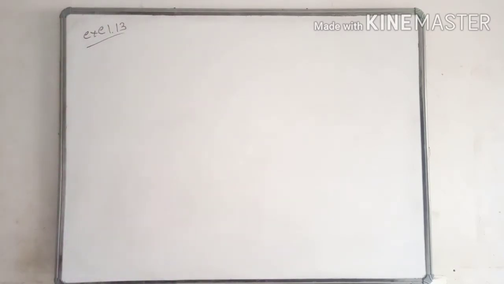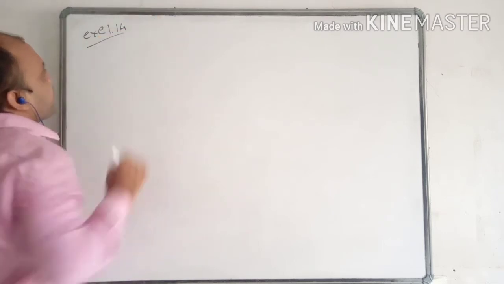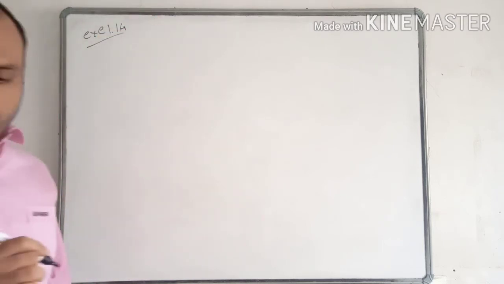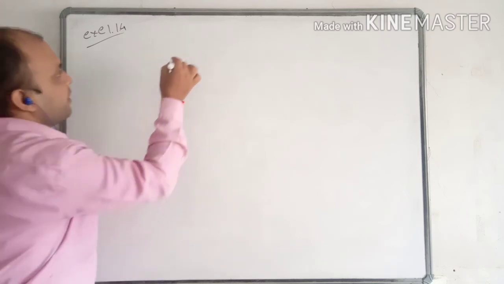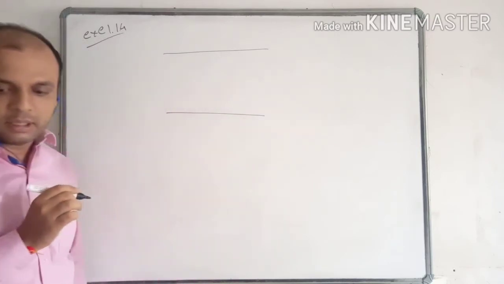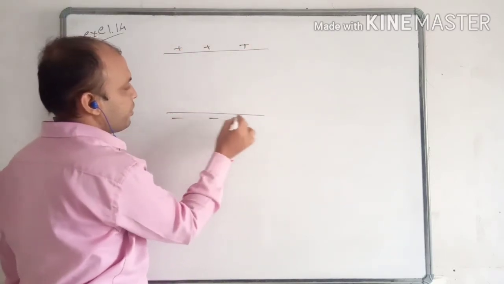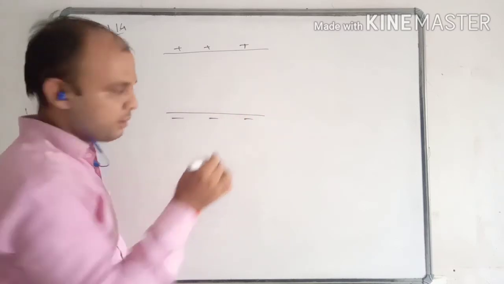Now students, we are going to learn exercise 1.14. That is actually a theoretical type of exercise in which you are given a figure.